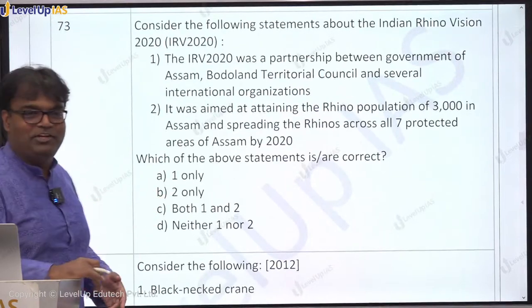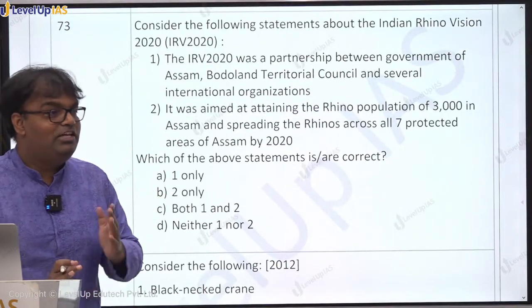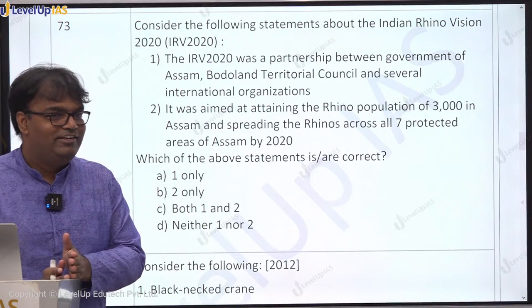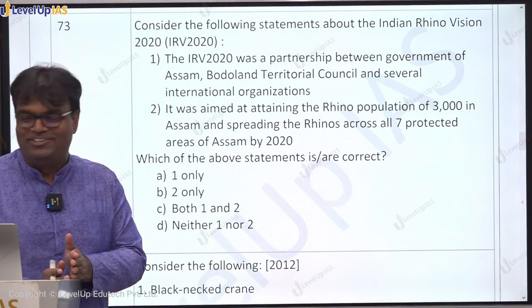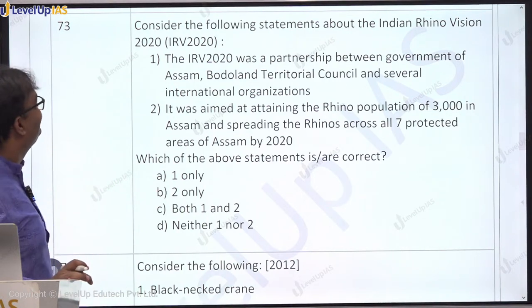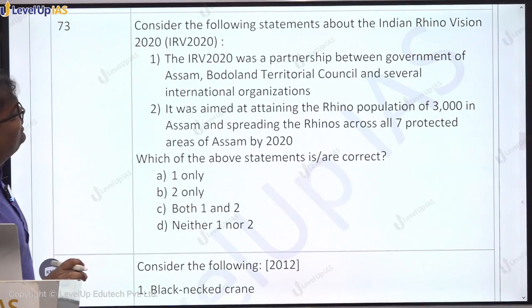73. Ye Mumbai wale log hai na, bhai ko bahut support karte hai. हम दिल्ली वाले, हम कॉन्स्टिट्यूशन में बिलीव करते हैं, इक्वालिटी बिफोर लॉ एंड इक्वल प्रोटेक्शन ऑफ लॉ. 73 Indian Rhino Vision.